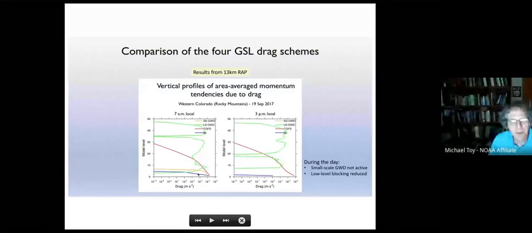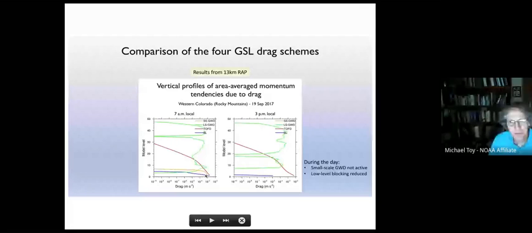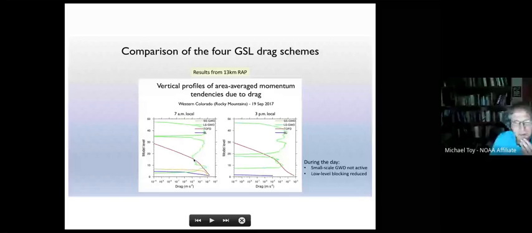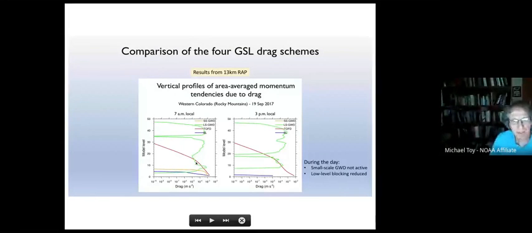So we start with the blue curve, which is blocking. These obviously act only in the lowest five levels or so, followed by the small-scale gravity wave drag, the orange scheme. They are comparable in drag force. And then followed by the form drag, which acts a little bit higher, up to about 2 kilometers or so before it tapers off to very small numbers.